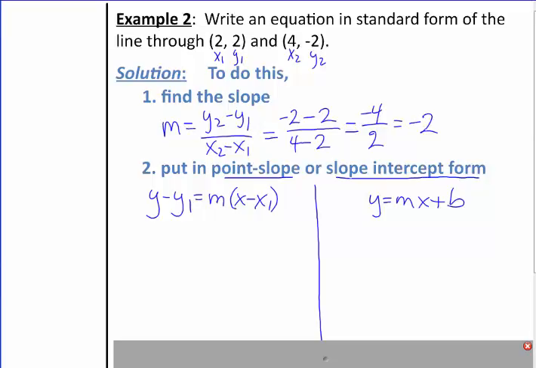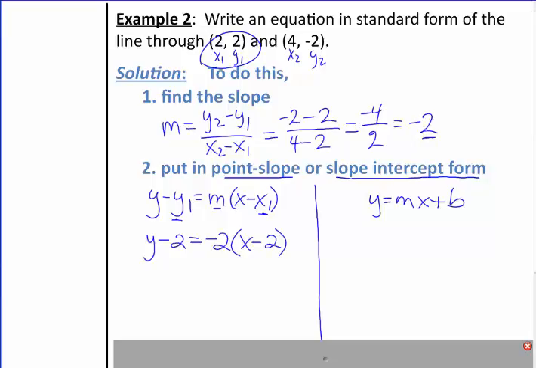So if I use the point-slope form, all I need is my slope, which we found in the previous part, and a point, x1, y1, which we have up here on top. And you can use either point. I'm just using the (2, 2) because I labeled the (2, 2) as x1, y1. But if you want, you could use the (4, -2) if you like. So I'm going to plug those in. So y minus 2 equals my m is negative 2, x minus 2. That is my point-slope form.